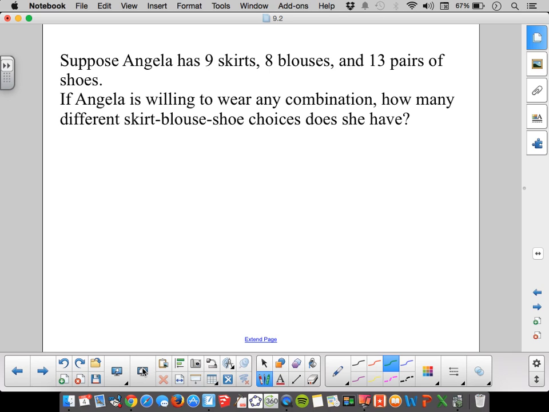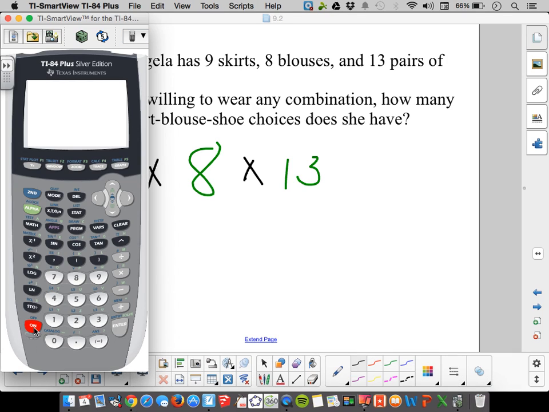Suppose Angela has 9 skirts, 8 blouses, and 13 pairs of shoes. If Angela is willing to wear any combination, how many different skirt, blouse, and shoe choices does she have? Well, we just want to find out how many possible combinations we could have. So we have 9 skirt options, 8 blouse options, and 13 shoe options. So in order to get the number of combinations without having to make a tree like we did before, all we have to do is multiply those 3 values together. So I'm going to do that in my calculator.